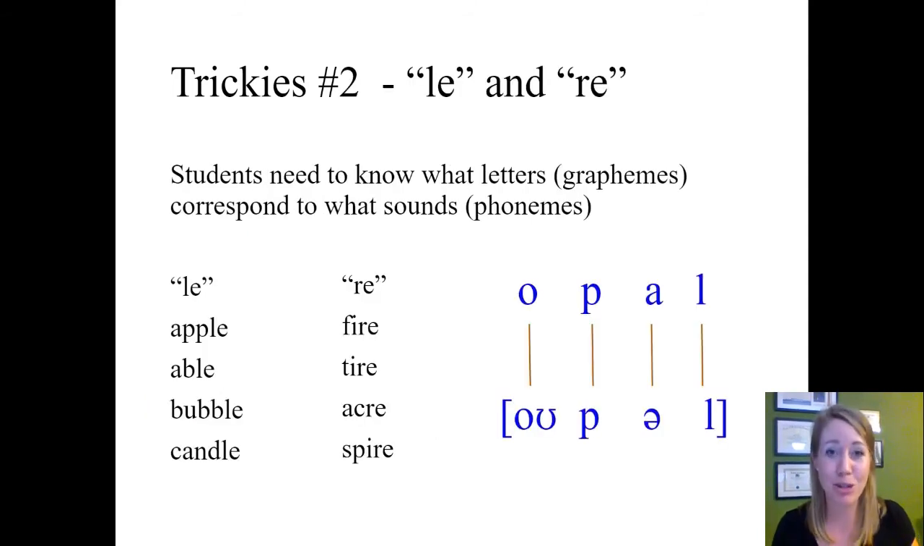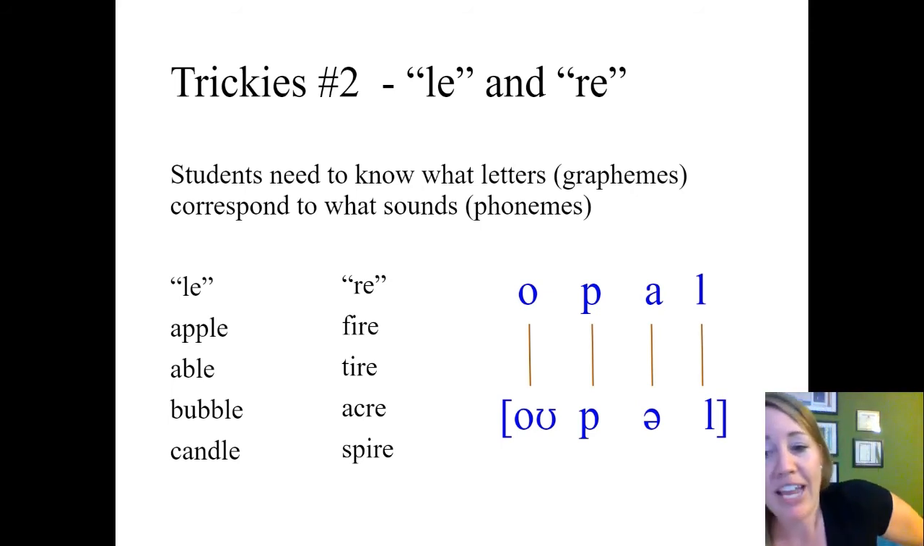Let's talk about tricky number two. Okay, when we're talking about mapping the graphemes to the phonemes, there are some words that aren't really innate for us because we're so hung up on the spelling, right? We've drunk in the English spelling Kool-Aid, and now it's hard to break down the phonemes. Again, we want students to know what letters correspond to what sounds. So let's look at these words right here, and I have a feeling none of you would have a problem with it. Apple, able, bubble, candle, okay? Or Google, right? When you come across the LE, you have learned at some point, you've mapped the grapheme LE to the sounds.